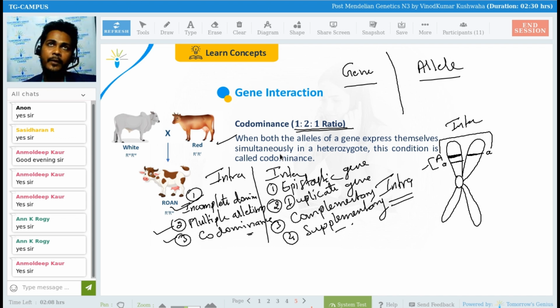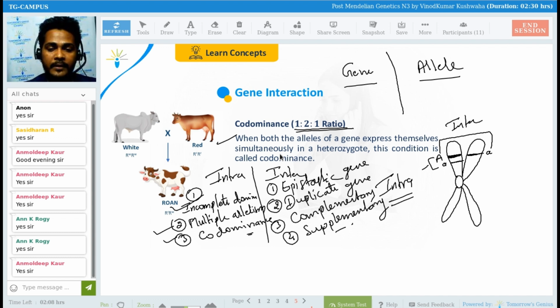Now here, as we use the letter to represent the particular dominant characters, so here also in the latter case, the effect of one allele is more pronounced. So the symbols used for the codominant alleles are different as compared to incomplete dominance. So let's see what the symbols are and what the examples related to codominance are.